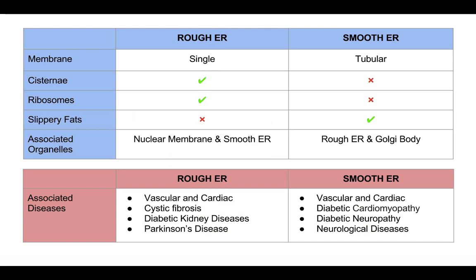Defects in functions of both the rough ER and smooth ER can lead to diseases in the vascular and cardiac systems. Other diseases associated with the rough ER include cystic fibrosis, diabetic kidney diseases, and Parkinson's disease. Diseases associated with the smooth ER include diabetic cardiomyopathy, diabetic neuropathy, and neurological diseases.